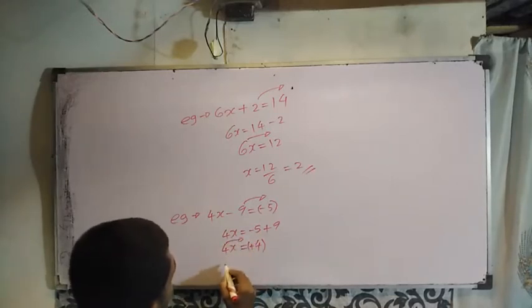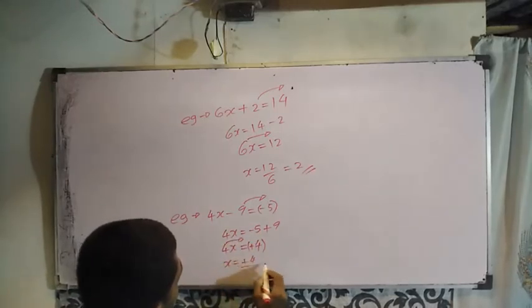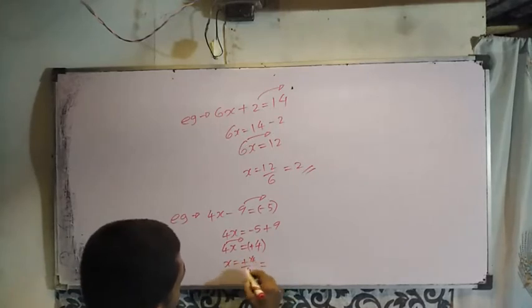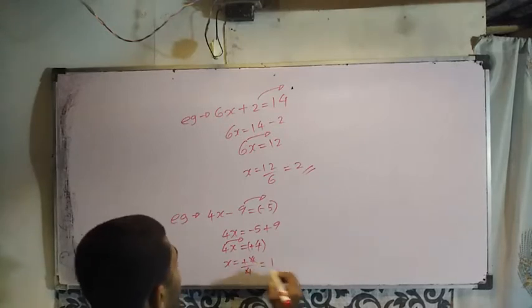Now you have to move this 4 from this side to the other side. After you move it, it should go down. Now you can cancel the top 4 with the bottom 4, and you get the answer.